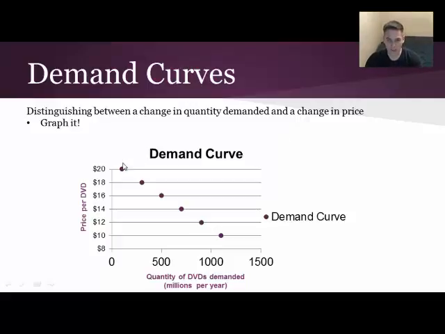So at $20, we got maybe 100 million DVDs being sold. But if the price drops to 18, now we got what? Maybe about 300. And as the price drops, more and more DVDs are being bought, all the way to, if it's $10 a DVD, maybe over 1 billion DVDs might be being sold at that price point. So that's what the demand curve shows. At each price point, what is the demand projected to be? Or if it's about history, how much were people actually buying at that price point in the past?